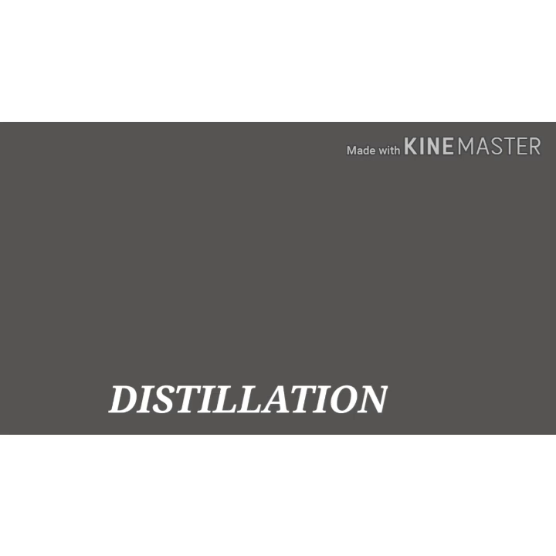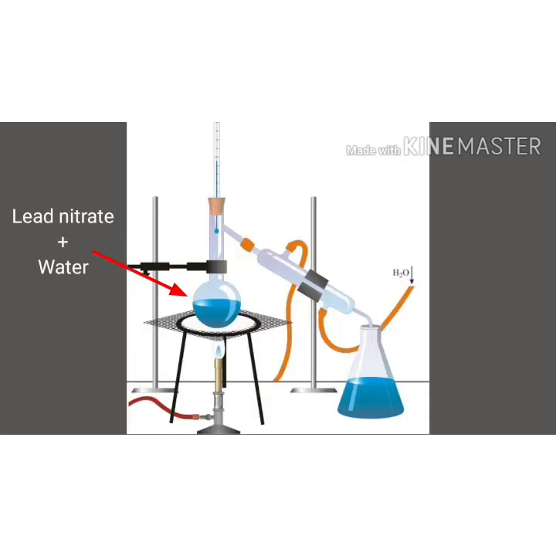Take a mixture of lead nitrate and water in the distillation flask and provide heat to the flask. As we provide heat to the flask, the water starts evaporating from the flask and goes to the condenser. In the condenser, the heated vapor is cooled back to the liquid state, and in the receiver, the purified liquid, also known as the distillate, is collected.